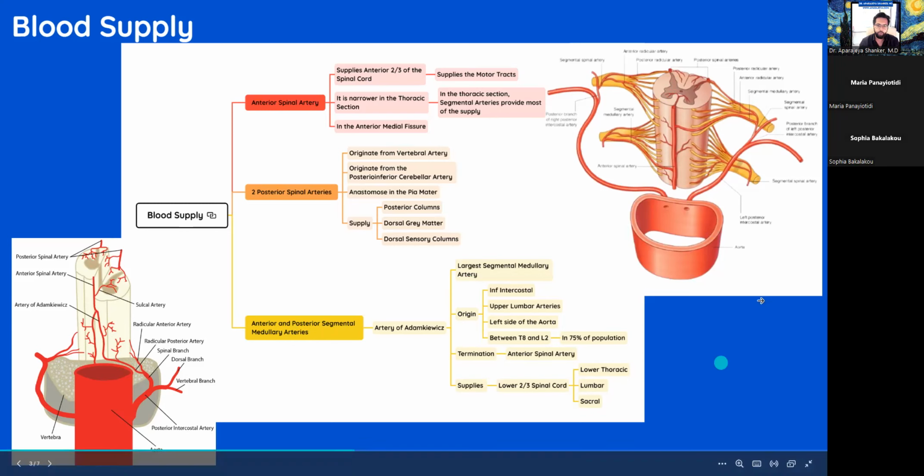So up until this point, we have covered the basic idea of what the spinal cord is, right? From where it begins, where it ends. And remember that in adults, the filum terminalis, which is the last-ish part of the spinal cord, is at L1. And in children, it's at L3.